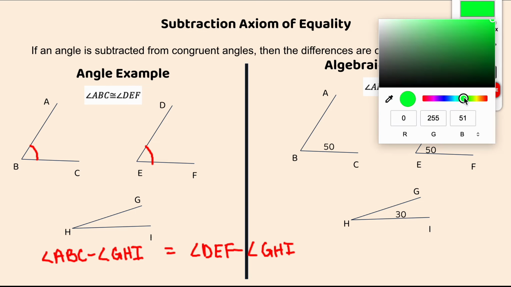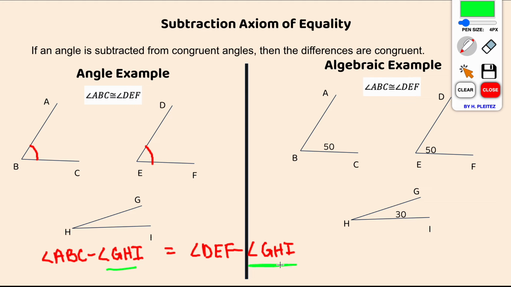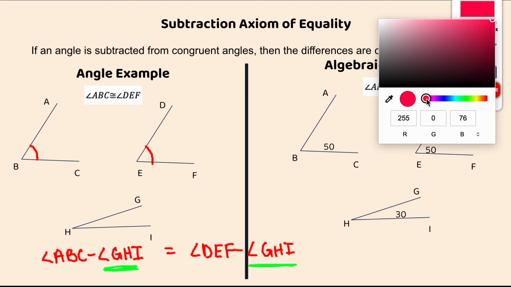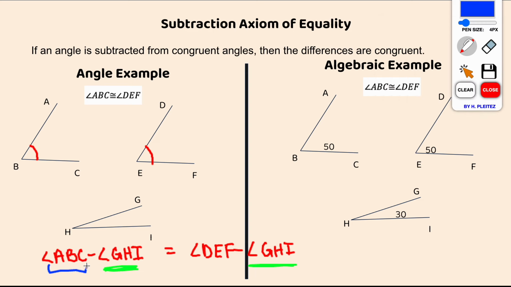Now again, you'll see that GHI is the same in both equations. That value is not going to be any different. However, we have ABC and DEF are the only two different things on each side of the equation. However, we know that they are congruent to one another, so it doesn't matter whether it's ABC minus GHI or if it's DEF minus GHI, they're going to be the same value because those two angles are congruent, right?